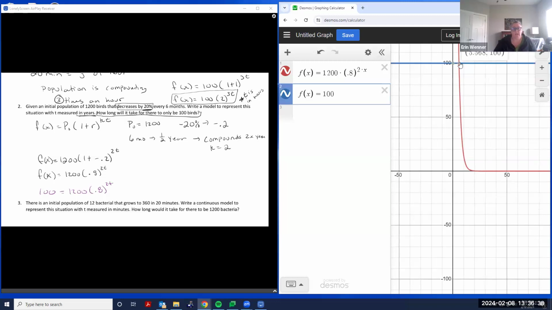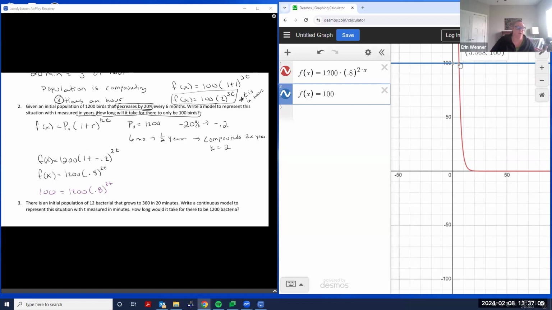So it's going to take 5.568 years for that population to reach 100. Again, graphing the two sides, because that's what we want it to equal, gives us a visual representation of what's going to happen. It gives us an idea of when this is going to happen. But again, we now need to get into the actual nitty-gritty of solving this using logarithms.